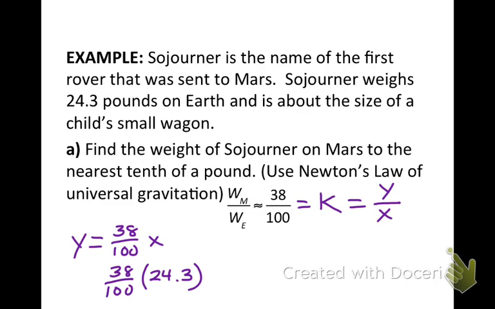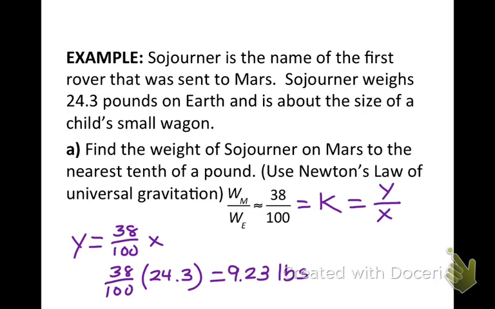If I was typing this in my calculator, I would do as follows. I would just type in 38 divided by 100 times 24.3, because your calculator will do order of operations for you and work left to right. I guess we don't really need a math bracket because that fraction is not going to tell me anything about weight. What is it as a decimal? About 9.23 pounds. Okay.